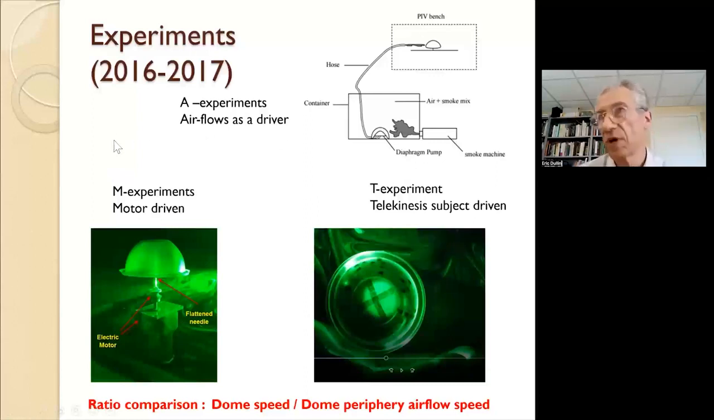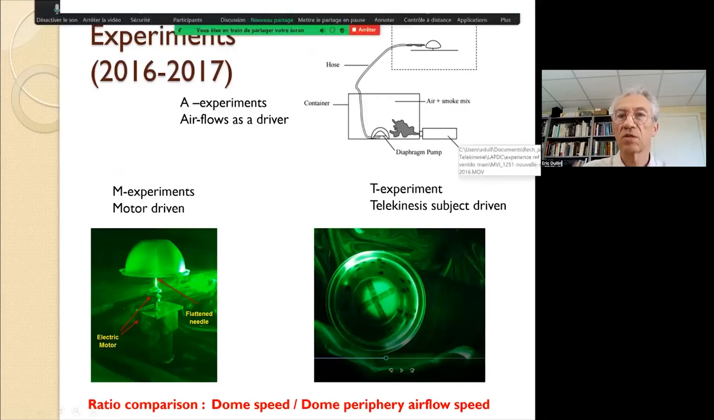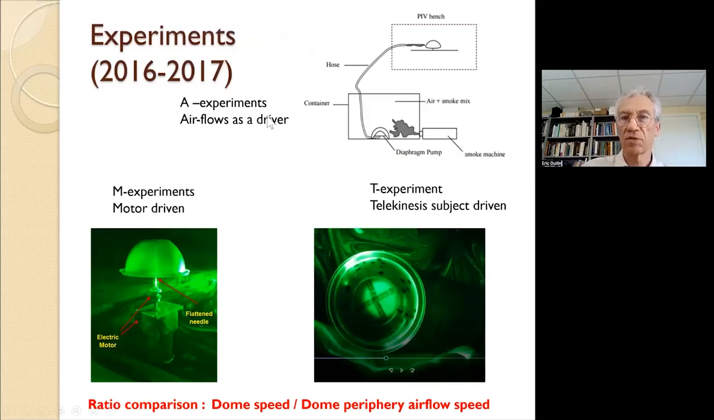So our first experiment, in 2016-17, we made 3 categories of experiments that we wanted to compare. The first one was pushing the air through a hose and moving the target. So air generated, we call that the A experiment, airflow as a driver. Then we used a motor drive. So we have electric motors with a flattened needle, which is able to drive the spin of the target. So this is the motor which is driving the target.